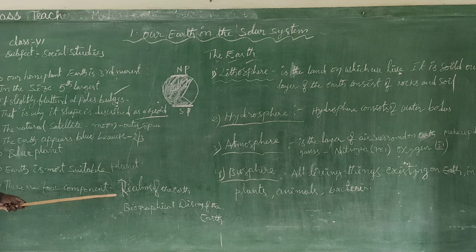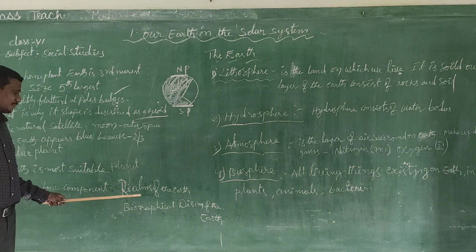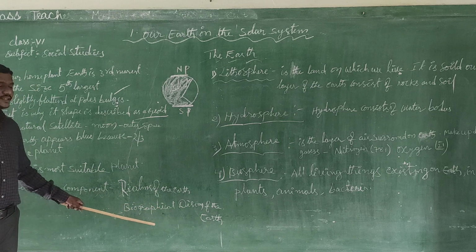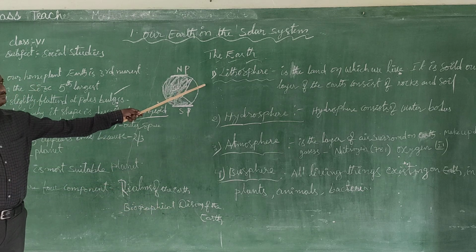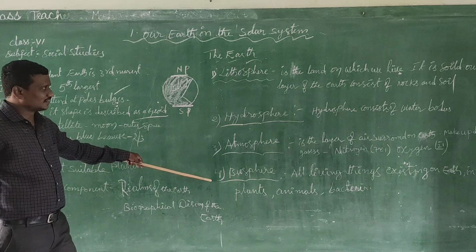It has four major components. These four major components are called rings of the earth. Rings means the geographical divisions of the earth. So there are four important rings: lithosphere, hydrosphere, atmosphere, biosphere. Okay?